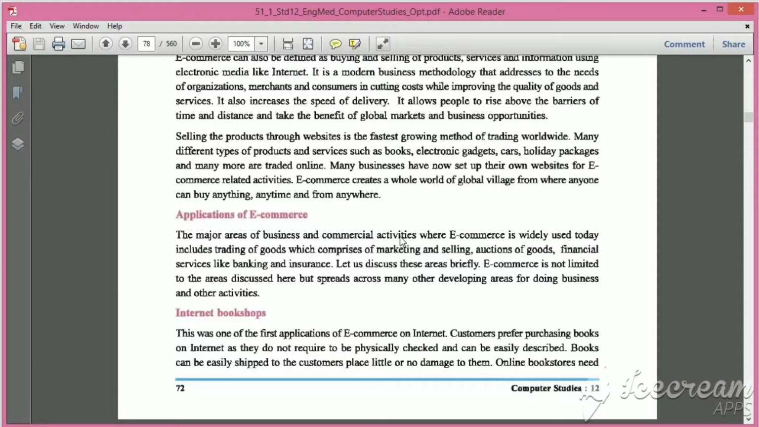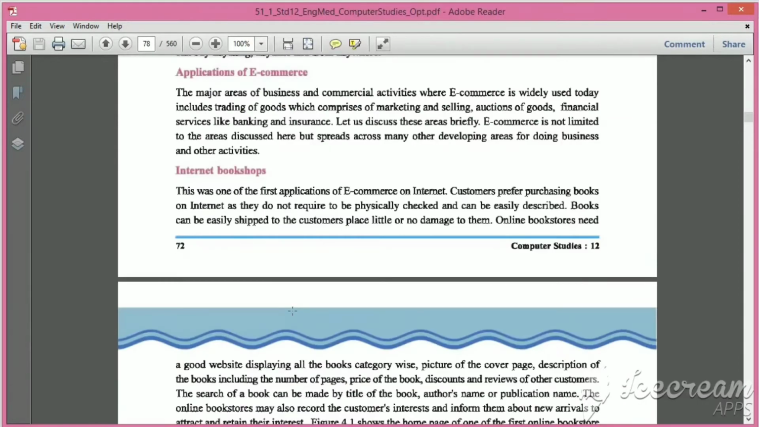The major areas of business and commercial activities where e-commerce is widely used today include trading of goods, which comprises marketing and selling, auction of goods, and financial services like banking and insurance. Let us discuss these areas briefly through applications of e-commerce. The first application is the internet bookshop. This was one of the first applications of e-commerce on the internet.